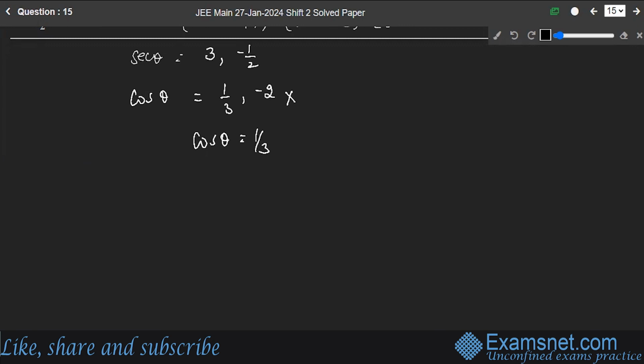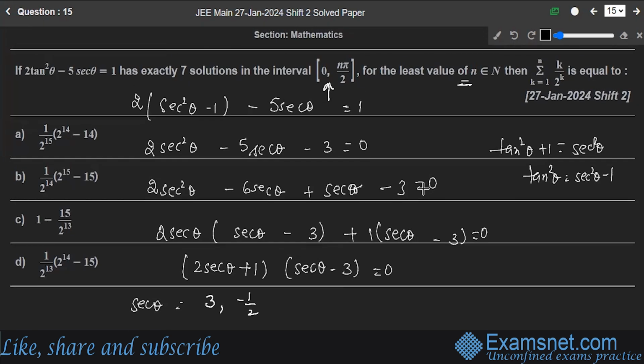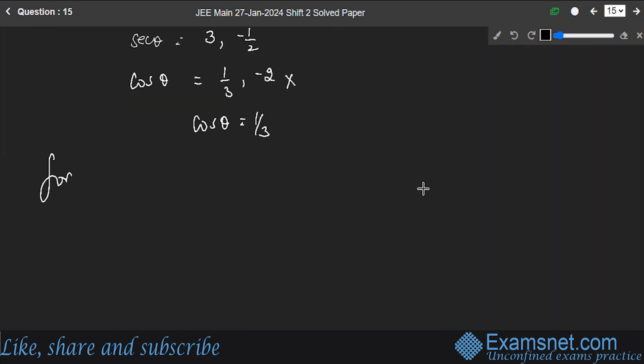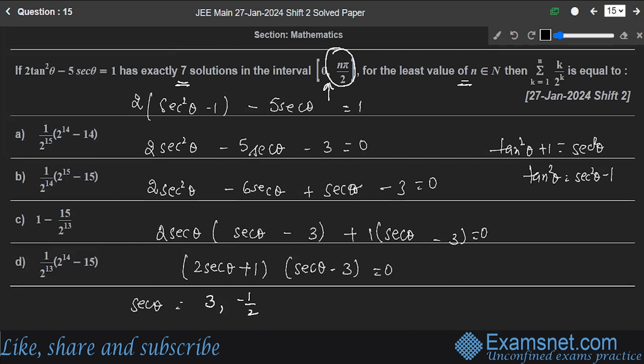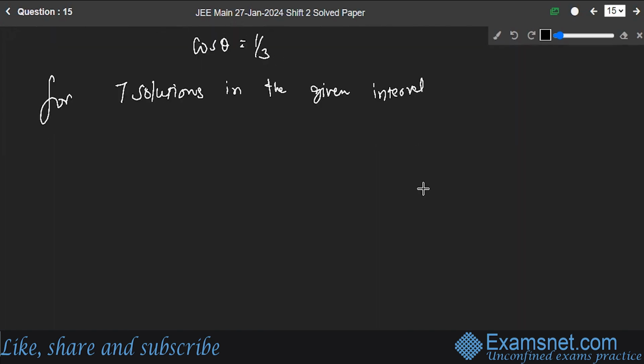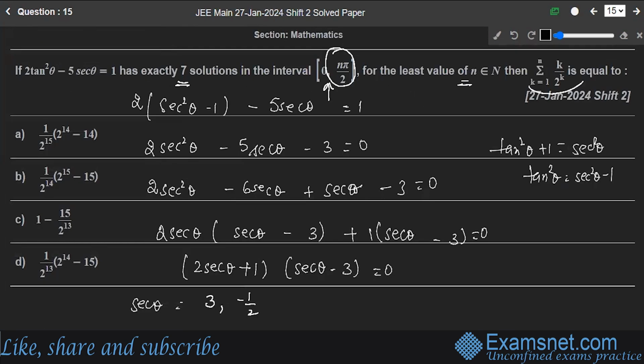Now in the question, you are given exactly 7 solutions in the given interval. So for these exactly 7 solutions in this given interval, n pi by 2 was there, right? From here, n will be equal to 13. So what you have to find out is this expression.